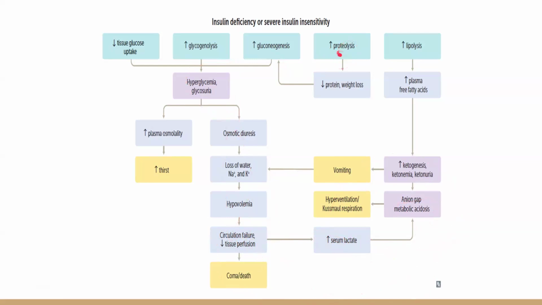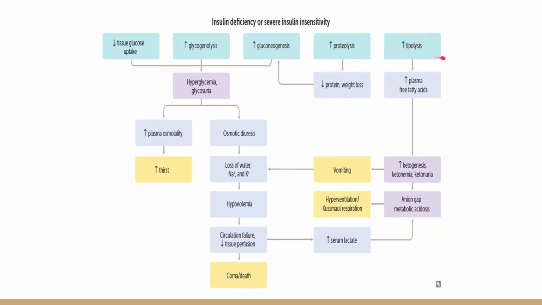Protein breakdown. Now insulin was supposed to inhibit this. Insulin's not there. The proteins just break down. There's less protein, there's weight loss, specifically muscle wasting. So muscle bulk is lost. And those amino acids that are formed from the protein can now be used for gluconeogenesis. This is why the protein breakdown happened in the first place.